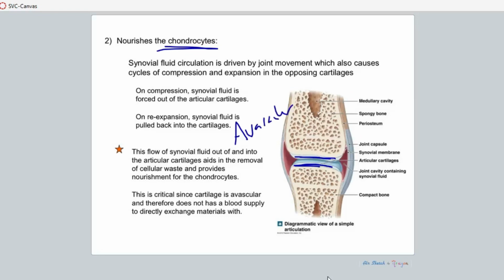It's avascular, so it doesn't have a direct blood supply. These chondrocytes need to get glucose and oxygen, and they need to get rid of waste, CO2, metabolic waste, all that kind of stuff. Well, how do they do that? It has to do with this synovial fluid circulation that occurs during joint movement.